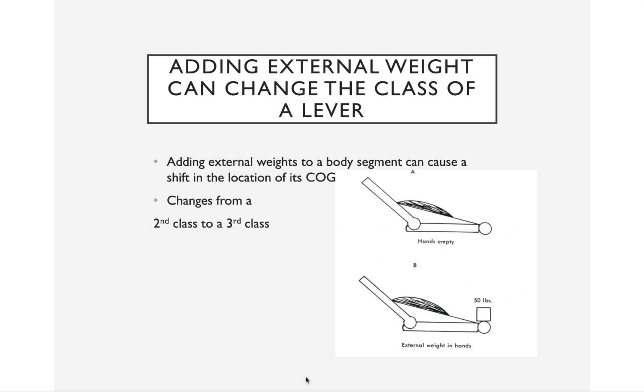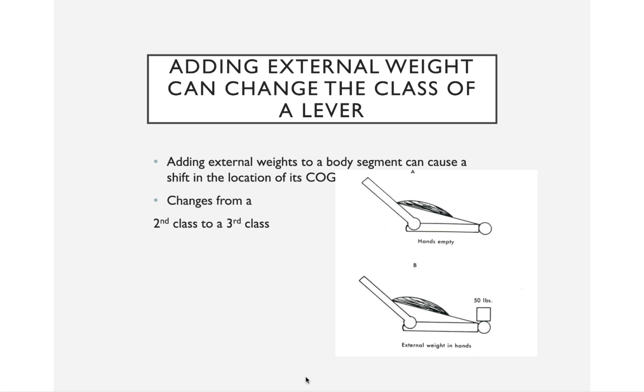And we know, of course, that the fulcrum is the joint, the articulation. So in this case, we go fulcrum, resistance, force. That organization, fulcrum, resistance, force, will give us a second-class lever. But now what happens when we add an external weight?